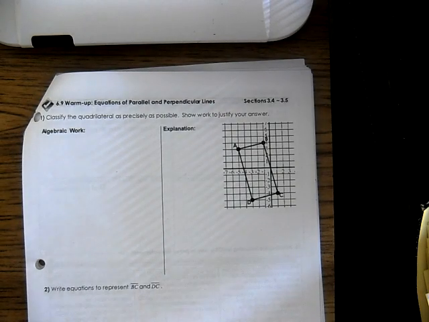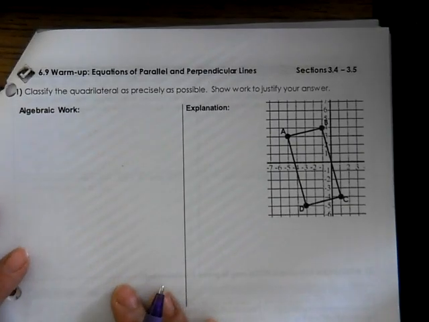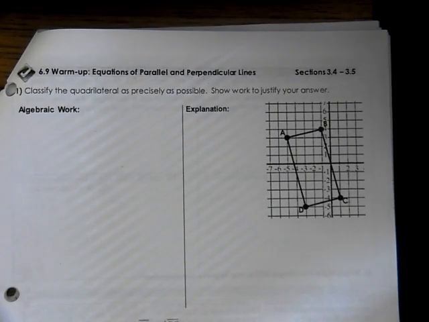So this is a recording for the 6.9 warm-up and practice from our notes packet. So let's get started with how we're going to practice writing some equations of parallel and perpendicular lines with the quadrilateral classifications that we did yesterday, or from 6.8.